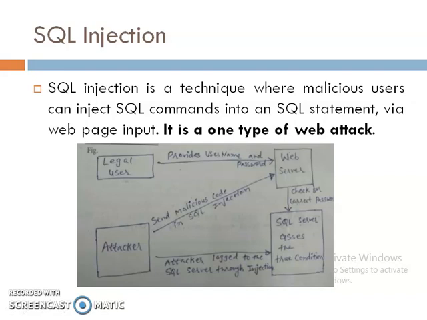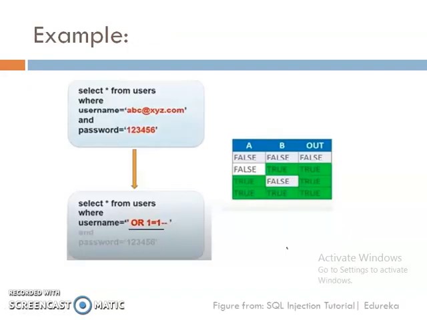Now how does that modified query, or malicious SQL injection, gain access to the database? For that, take one example. Here one query is sent by the legal user: select star from user where username equals abc@xyz.com and password equals 123456. So that is a legal query sent by the legal user to the web application, through the web server.